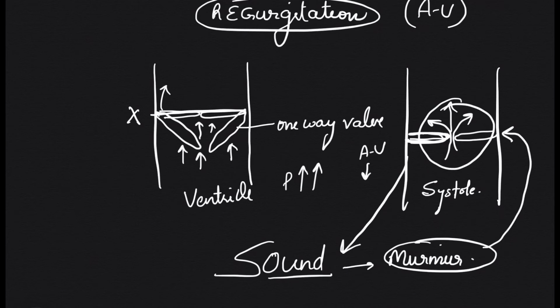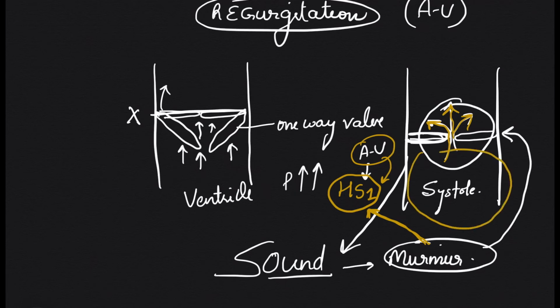Now we know that this is happening because of improper closure of the AV valve. So we know that this sound will be there after heart sound 1. Why? Because the AV valve closes and produces heart sound 1. When these close, only then will the blood flow back. So this murmur will be present after the first heart sound, whereas in stenosis, the murmur was there after the second heart sound. And this will be present in the systole, not in the diastole.